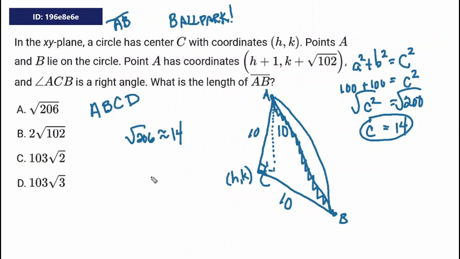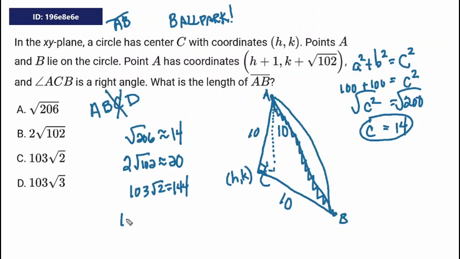So obviously you keep that. 2 times the square root of 102. 2 times the square root of 102 is about 20. Is that close to 14? It is, I guess, so I'll keep it. C says 103 times the square root of 2. This is worth remembering. The square root of 2 is about 1.4. So it's 1.4 times 103. Guys, that's about 144. That's nowhere near 14. So you got to get rid of it.